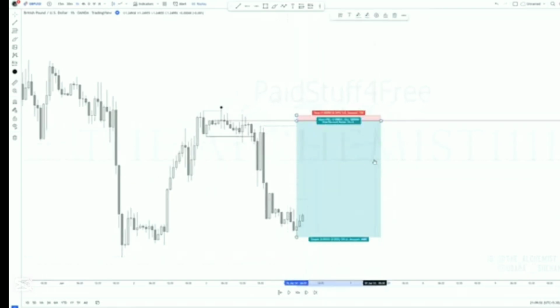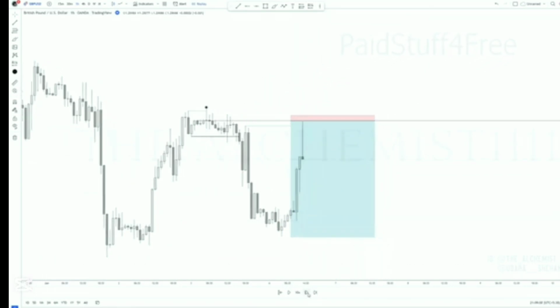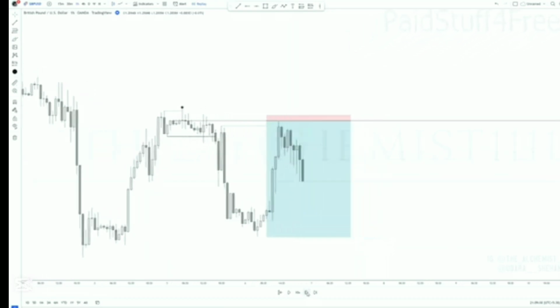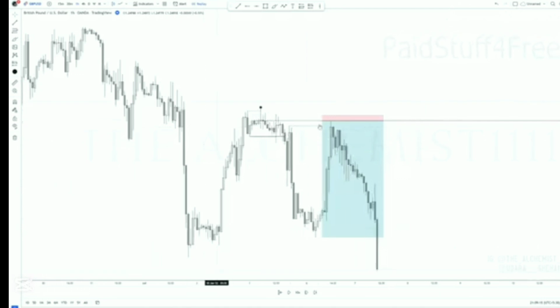Yeah, if I remember, this did not tap on TradingView, but if you factor in the spreads, you'll always get tapped in. There it goes. Yeah, taps, and then it starts to drop. See that? Once again, higher time frames. So higher time frame POIs are very important.